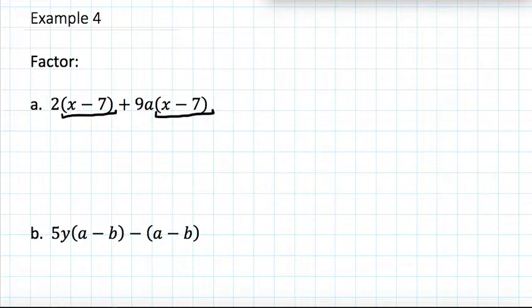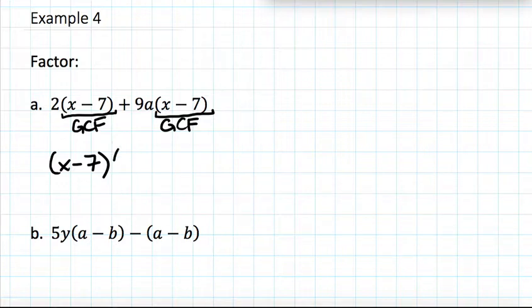And what that means is that the GCF here is actually x minus 7. This is the factor that they both have in common. So what I'm going to do is put the GCF on the outside, just like before, and then I'm going to have a set of parentheses with the terms so that when I distribute x minus 7, I get back to what I started with.